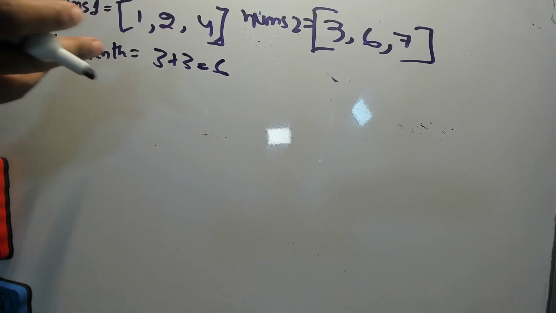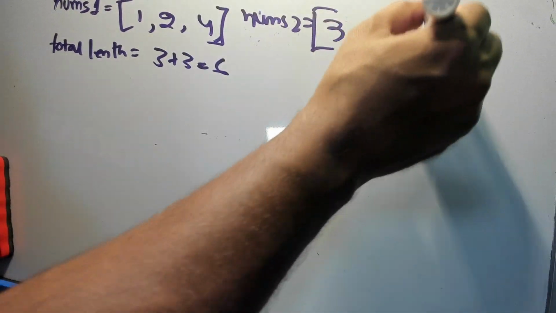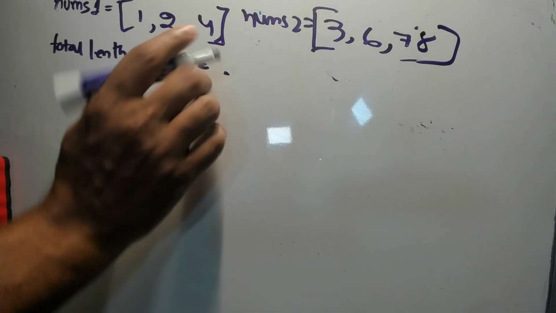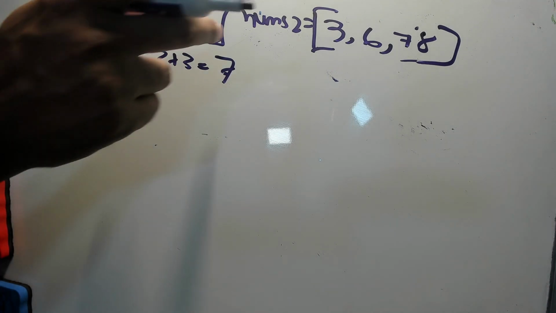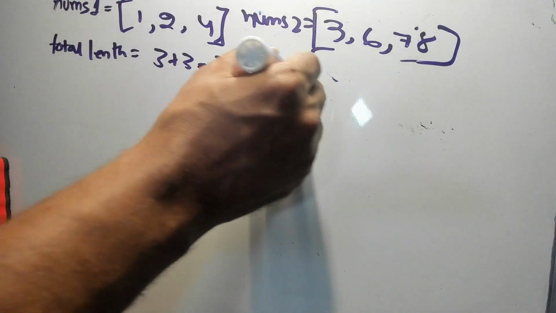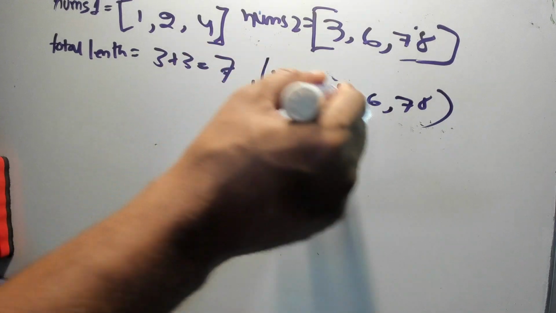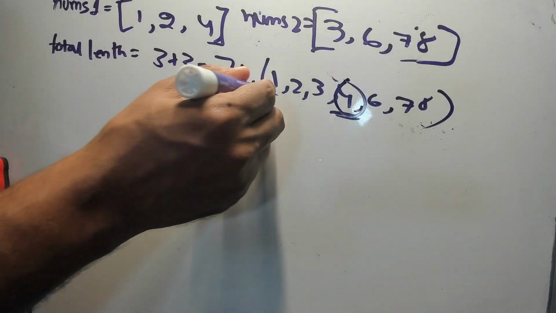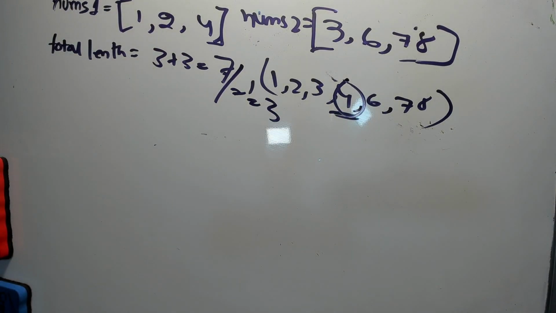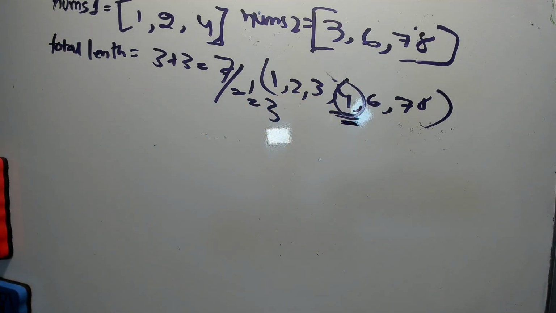So where would be the median? Let's add 1 for simplicity for now. So this will become 3 plus 4, 7, so this will become odd. Where would our median be? If we sort it, 1, 2, 3, 4, 6, 7, 8, the median will be 4, at index 3, which is indices 0, 1, 2, 3. The total 7 divided by 2 is 3. That is the index we should be getting.